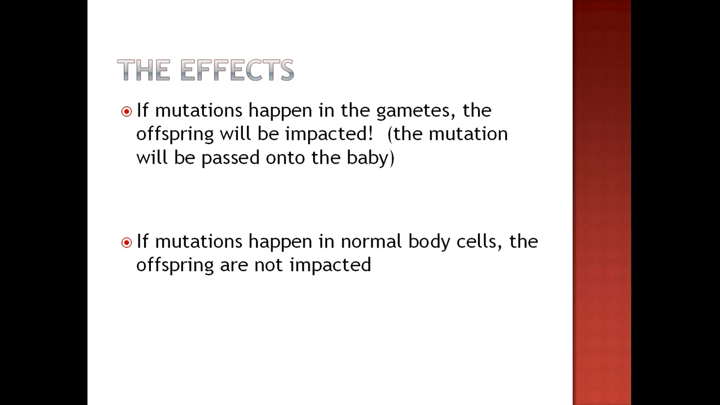Before we get too far, one thing that I need you to remember is that if you have a mutation that occurs in your gametes, then that is going to be passed on to your children. And so if that's something that you were born with, then that's something that you will likely pass on to your children. But if that mutation happens in your body cells after you're born, let's say your skin, it's unlikely that it would be passed on to your children because those cells would not be in your reproductive cells.